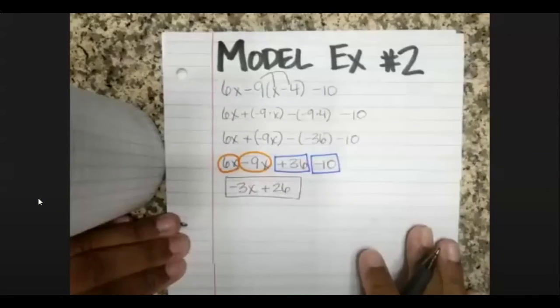And notice that we've combined our like terms. 6x minus 9x gives us the negative 3x. We want to write that first because we want our variable to be first. And then we have 36 minus 10, which gives us positive 26, so we write plus 26.